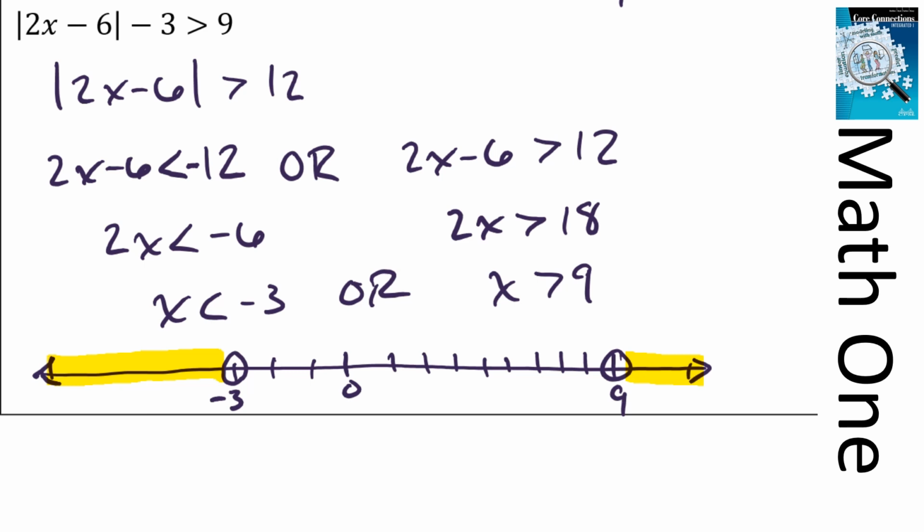By the way, 0 would not work here. If I put a 0 in that, it would give me 2 times 0 is 0, so I get the absolute value of negative 6, which would be a positive 6, and then 6 minus 3 is 3, and then it would say 3 is greater than 9, which is clearly false. So it's nice to see that this point right here will not work because it's not meeting either one of the criteria. It is not greater than 9, and 0 is not less than negative 3. But any point that lives in the yellow highlighted regions would be a solution.